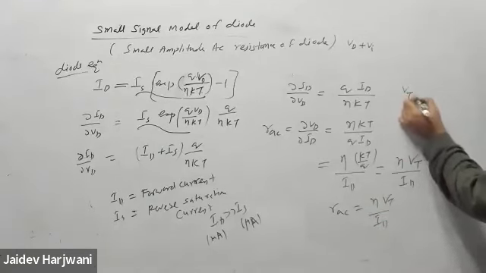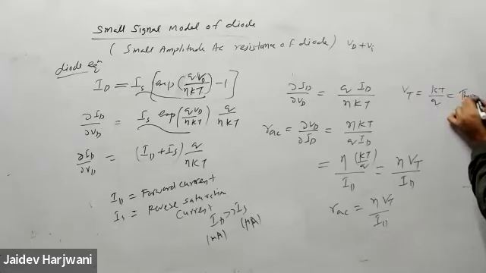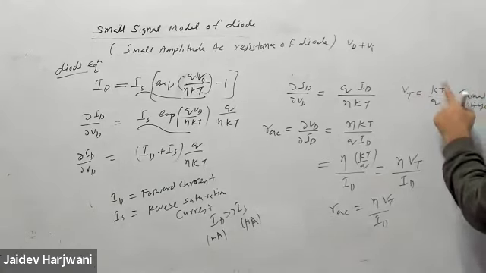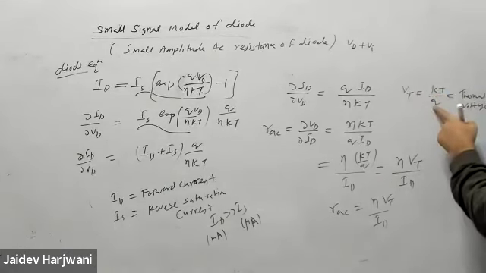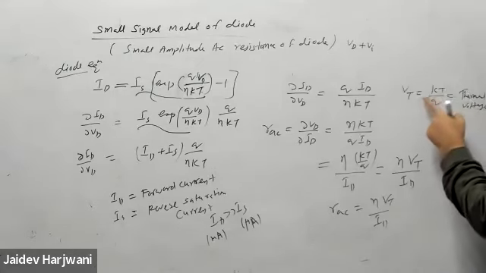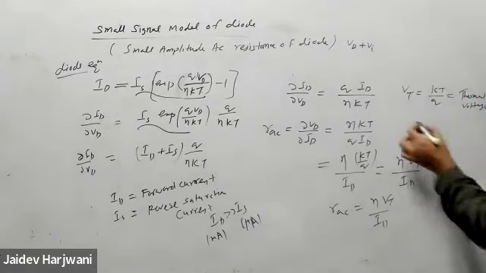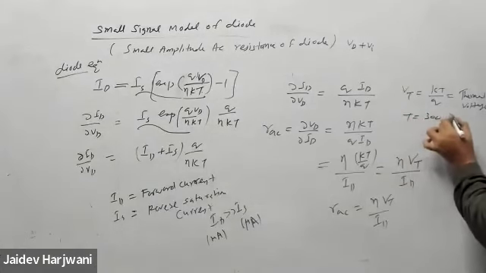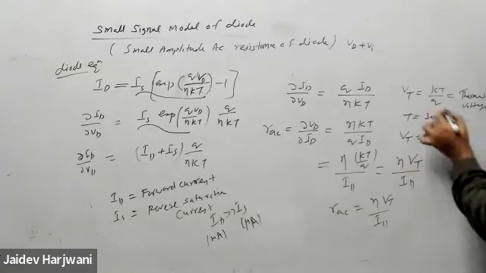Here VT is KT upon Q, the thermal voltage. Thermal voltage means the thermal temperature equivalent to voltage. If you put in the values, the Boltzmann constant, the charge of the electron, and the temperature, this will give you an equivalent voltage. At room temperature, 300 Kelvin, the value of VT is 26 millivolt. If you want, you can check.